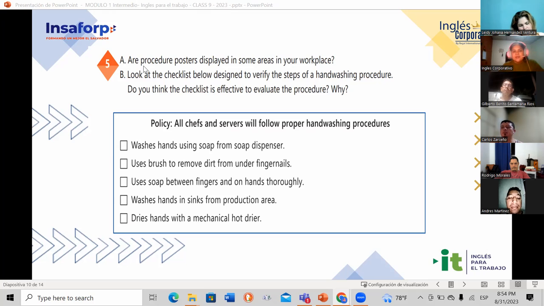So those are procedures, right? That we need, that the chef and servers will follow. In your job, what kind of procedures do you follow every day? One procedure that maybe everyone has to follow. For example, mark the entrance in the morning. Mark the entrance and mark the exit, when you leave.